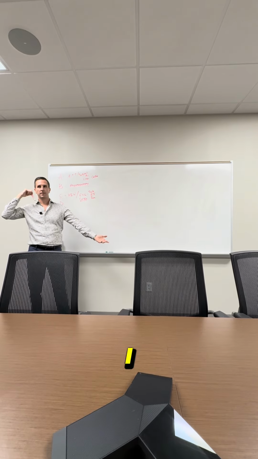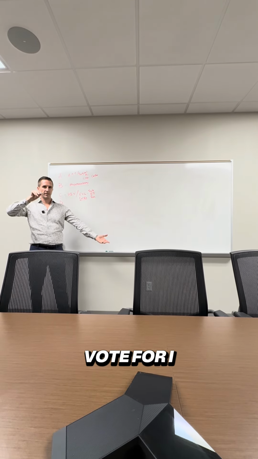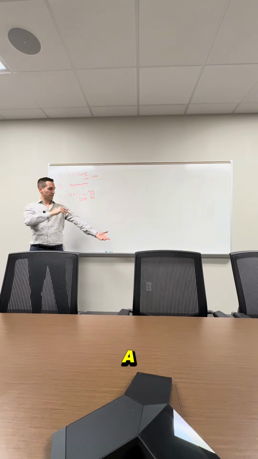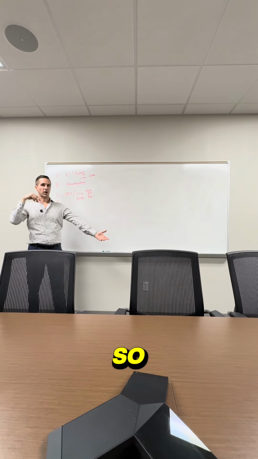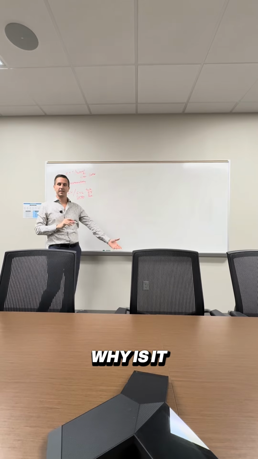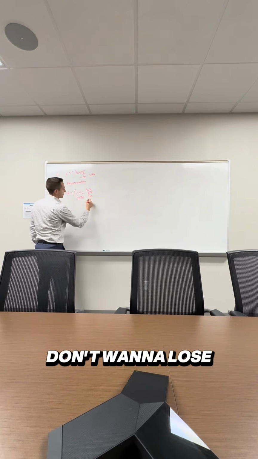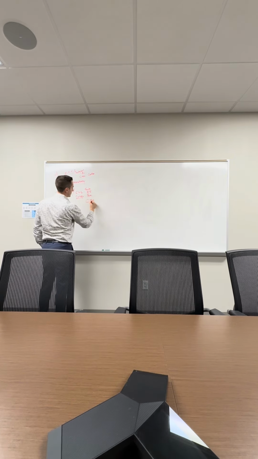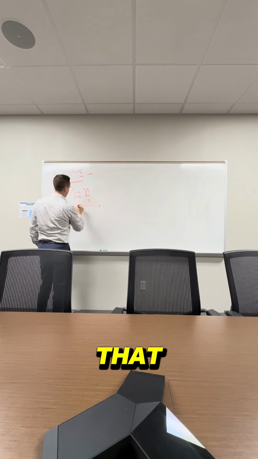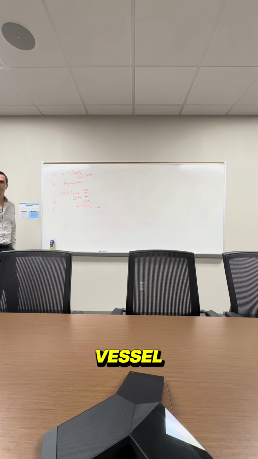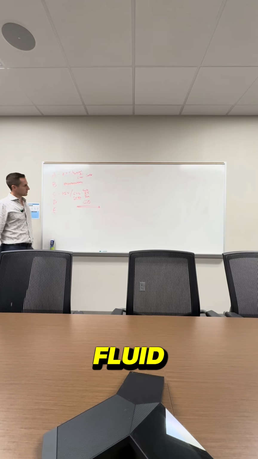Probably the central, I would think. Okay, central, I have a vote for. I feel like peripheral. I have a vote for peripheral. Tiebreaker? I think central. Uh-oh, so I'm going to go with peripheral. Why is it? I mean, you don't want to lose. There's something to do with the fact that it's a smaller vessel and you can keep it open with fluid.